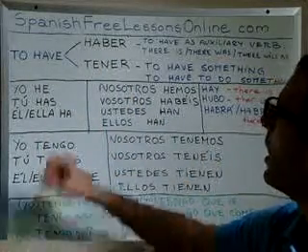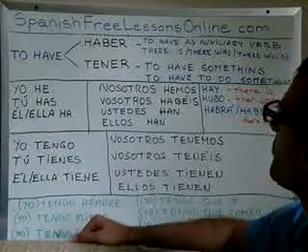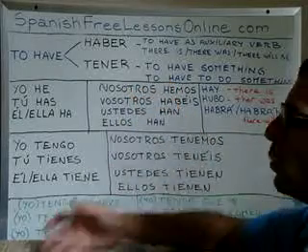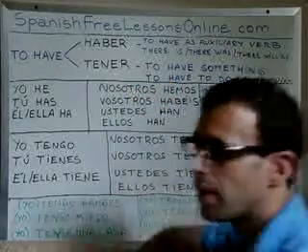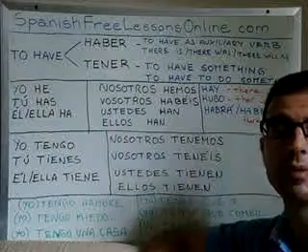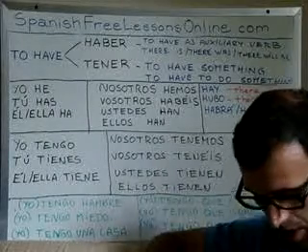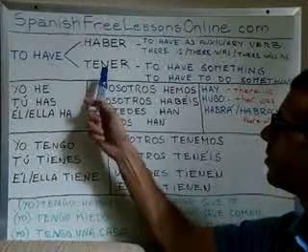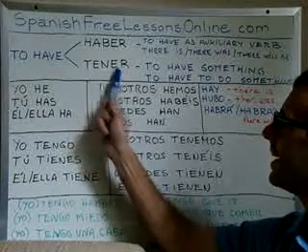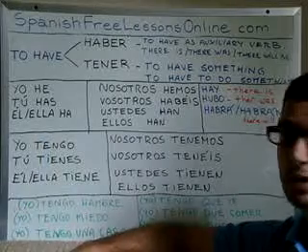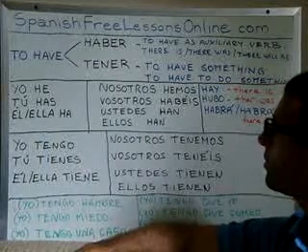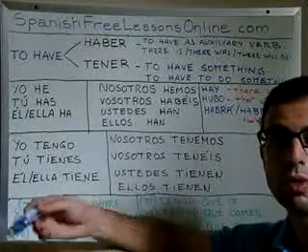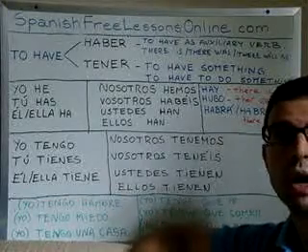And now the verb tener. In English, when we say that we have something, like I have a pen, I have a blue shirt, that corresponds to the verb tener in Spanish, right? Also, when we say in English, we have to do something, I have to go out.